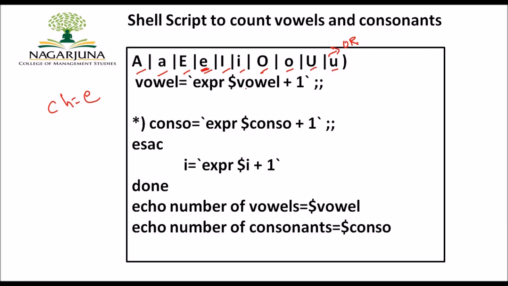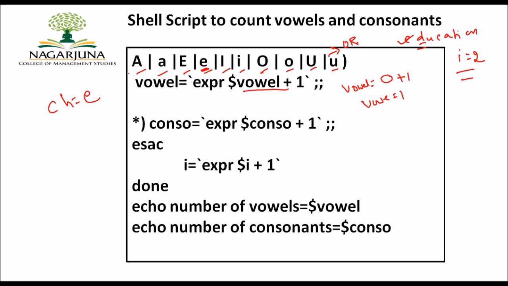Since it matches with E, your vowel value will be incremented, where the earlier value of vowel was 0. Now this time 0 plus 1 will give the new value of vowel as 1. So vowel is equal to 1. Again the control is given back to the loop, and your I value will be incremented. So when I increment the value of I, this time the I value will become 2, and it checks what is the character present in location 2. So the character present in location 2 is D. See, our example is education. So we are done with the first character. So the second character is D.